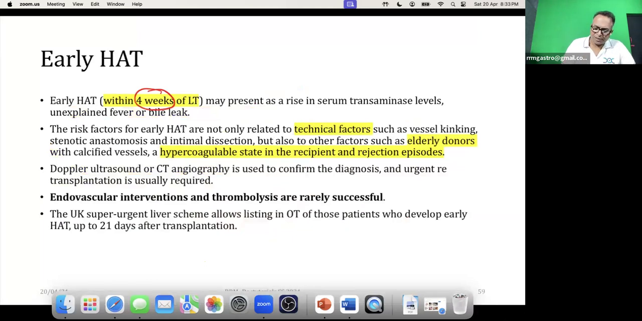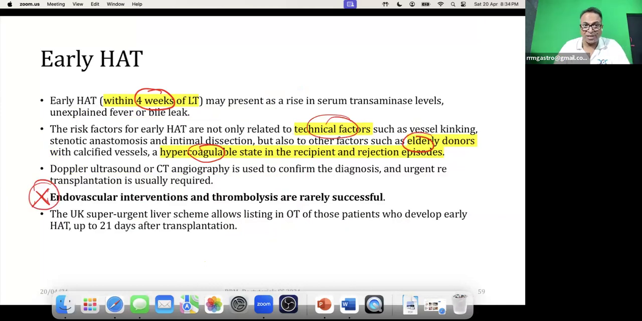Within 4 weeks, it is usually seen in hypercoagulable state, elderly donors, and technical factors. So many causes are there. Whatever it is, immediately do Doppler ultrasound and CT angiography to confirm the diagnosis. There is no use of endovascular interventions and thrombolysis.